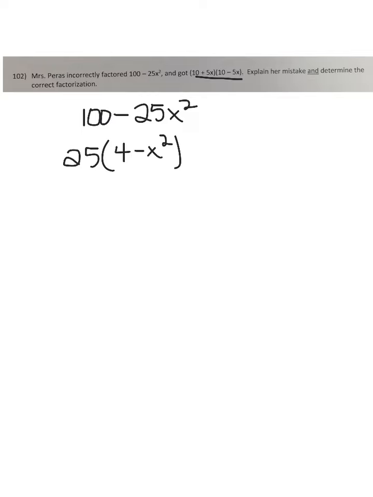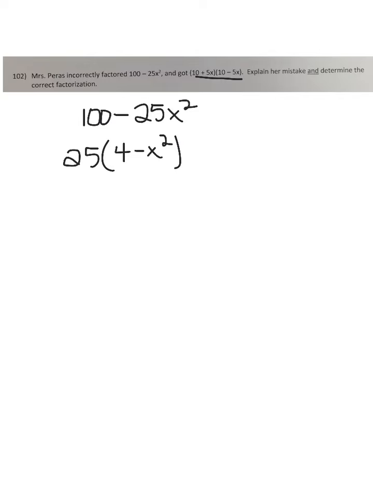All right, number 102 on page 21, the last question. So Mrs. Paris incorrectly factored 100 minus 25x squared. And you can see over there on the right, this is what she got. So we have to explain her mistake. Well, when I look at 100, I try to think of money, and I say, ooh, well, I've got 4 quarters and $1, don't I? So I can take out a GCF here. And when I do that, I'm going to get 4 minus x squared. Okay? We're going to explain this in just a moment. And it says to determine the correct factorization.